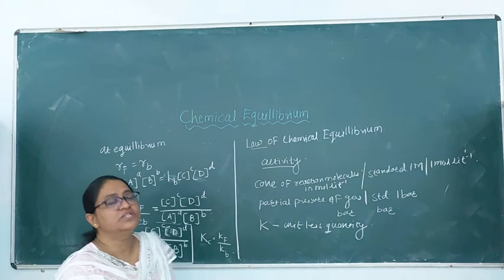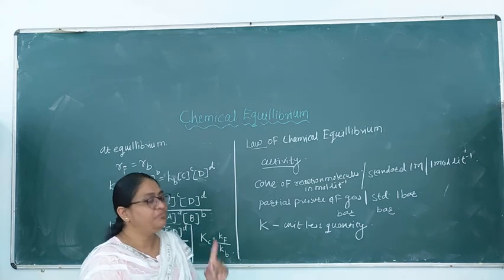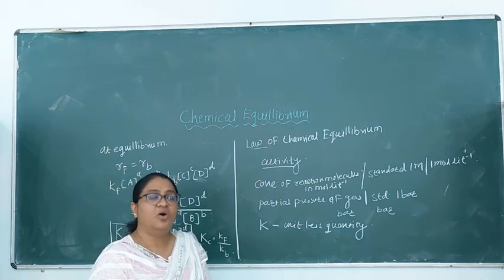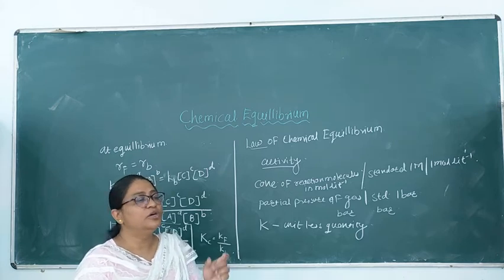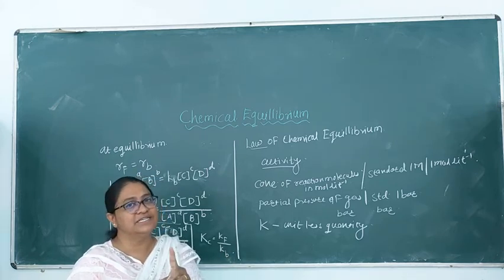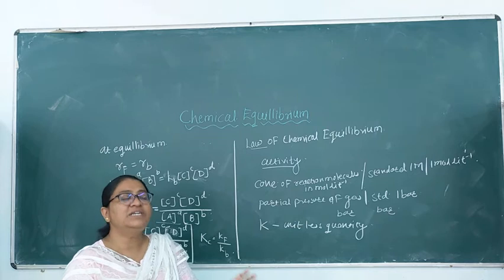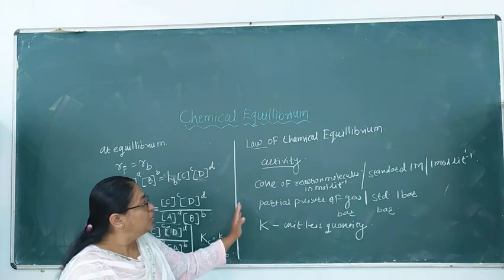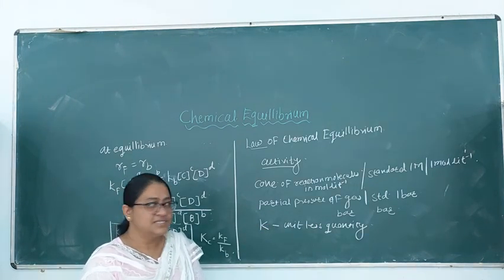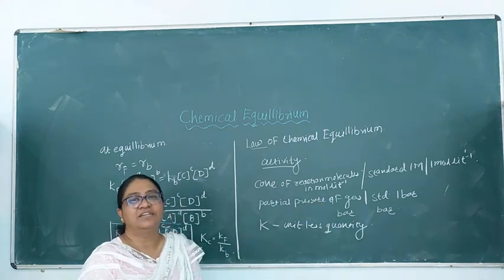Now, for the activity of solids, liquids and gases, certain rules are used. What are the rules? The first rule: the activity of a pure liquid or a pure solid is considered to be 1. To calculate the activity of a solid or liquid, its concentration is divided by the standard concentration of 1 mole per liter. To calculate the activity of gases, their partial pressures are divided by the standard pressure of 1 bar.